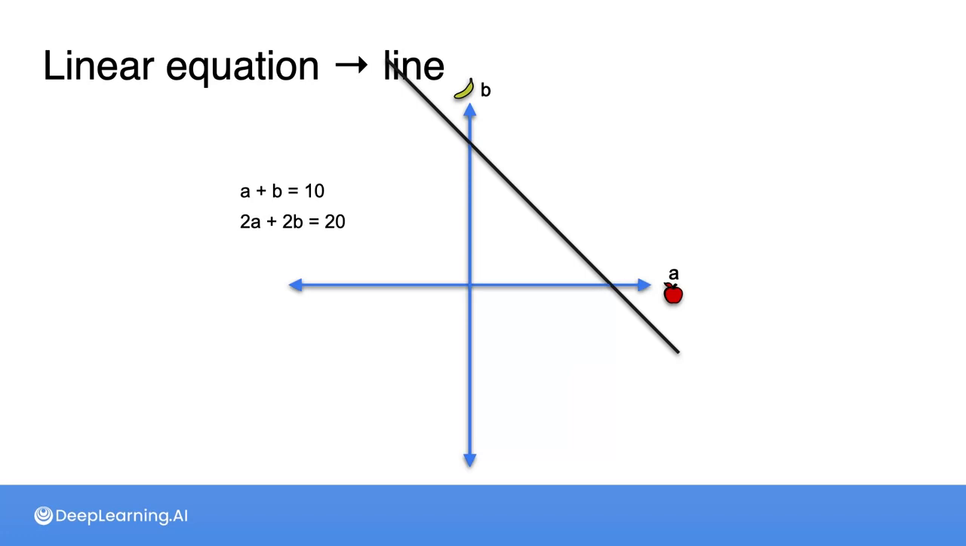And what happens now is that every point that belongs to both lines is a solution to the set of equations a plus b equals 10 and 2a plus 2b equals 20. That means we have infinitely many solutions because every point in that line is a solution.